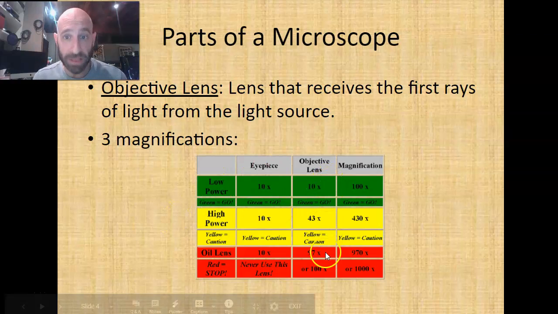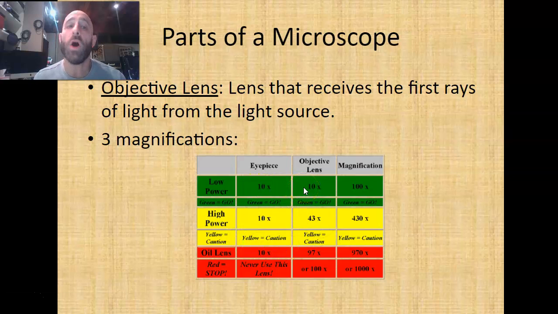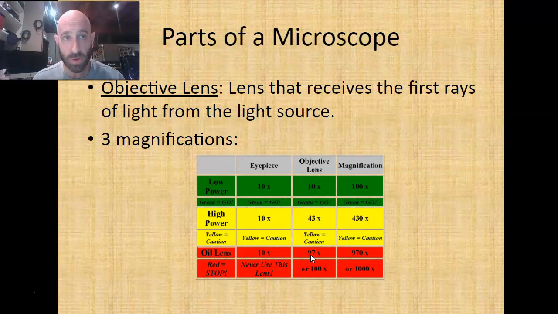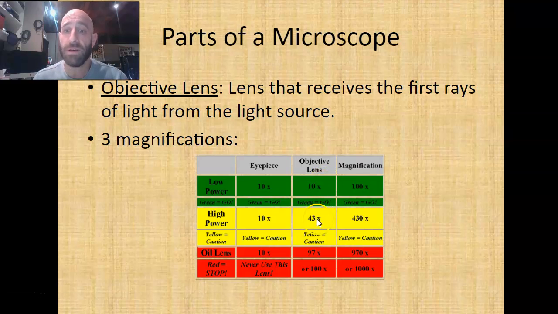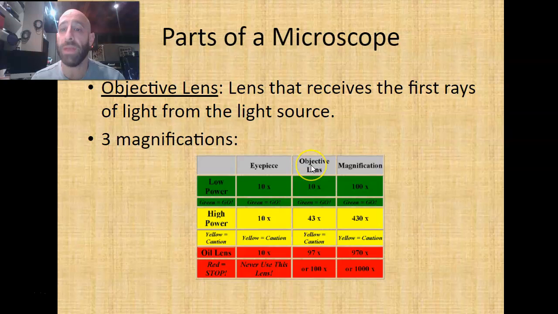That's when we add the objective lens. So there's 3 objective lenses. Usually the lowest one's called low or scanning power, and then you have high power, and then you have what's called the highest power, which is sometimes called the oil immersion lens. And we're not going to really talk about that too much, but that magnifies it the most. So the objective lens, very simply, is going to be either 10 times, 40 times, or sometimes even 100 times. So what's the total magnification? You take the eyepiece and multiply it by the objective lens.